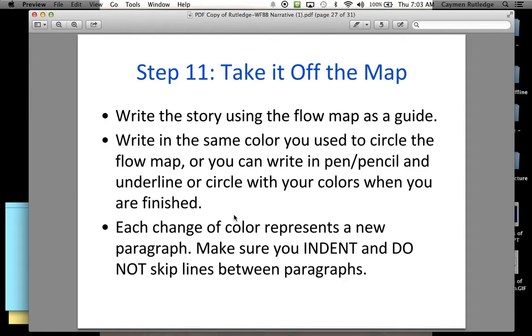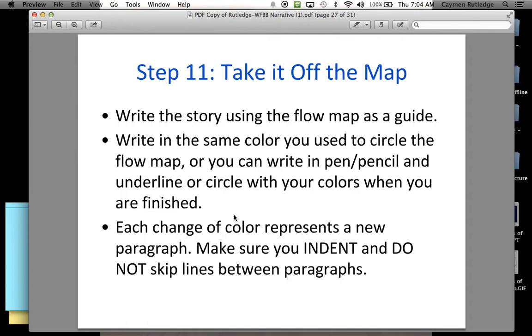So same with the body paragraph. My body paragraphs are blue, so I would have my writing in blue, in pen, or if I don't have a pen, in colored pencils. And then the conclusion would be a separate color as well. If you don't want to write in those colors, you're more than welcome to write in pencil and out to the side in some color indicate what color goes to what.